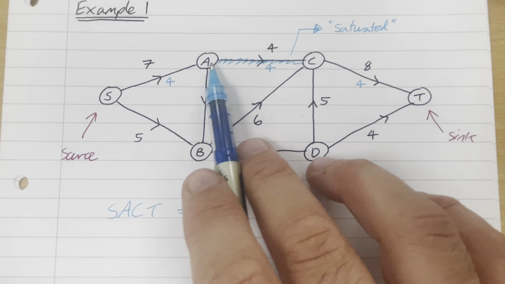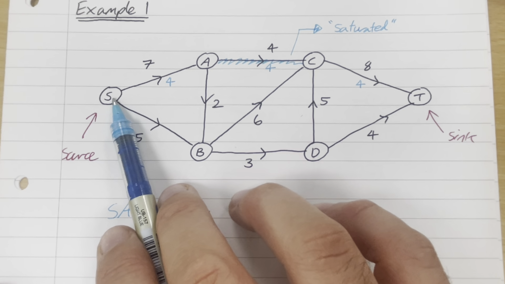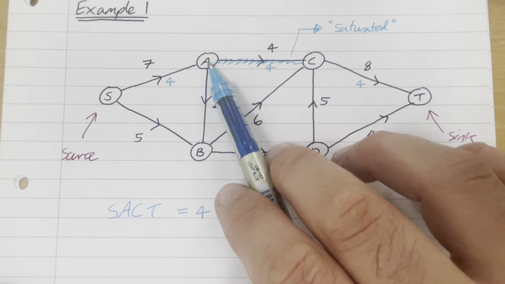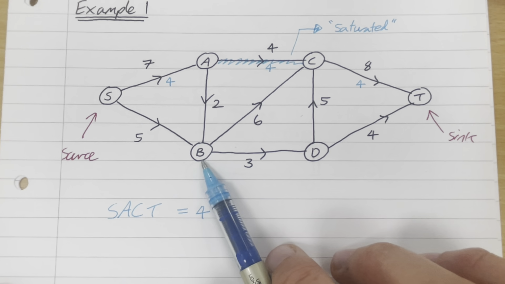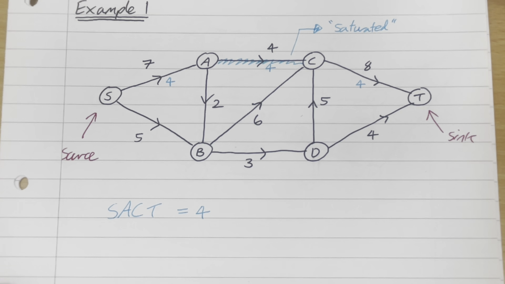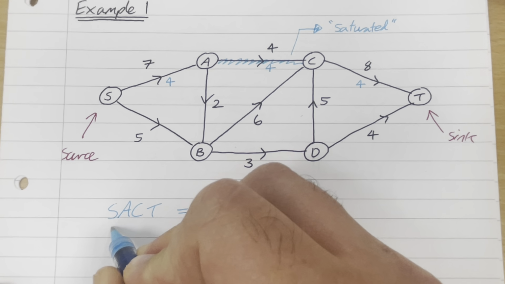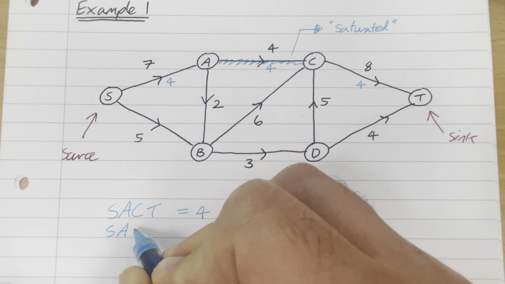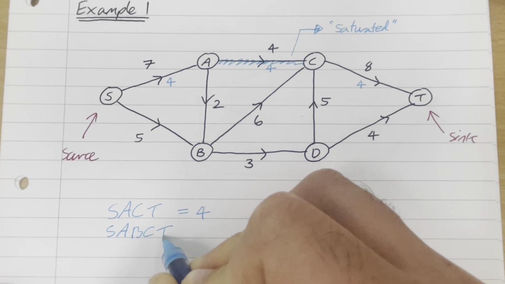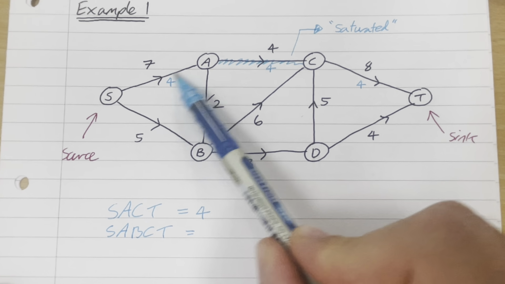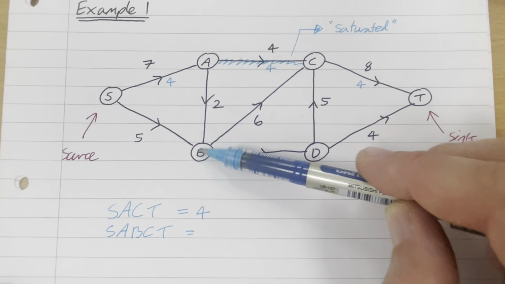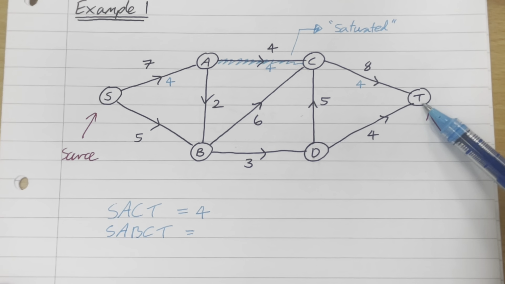All right, let's try a different route. So let's continue with S again. So I can go from S to A, and then I can go down to B, and then I could go up to C, and then down to T. There's no exact science here. It's not an algorithm. It is a method. We've got S, A, B, C, T. That's got 3 units of space left. That's got 2. That's got 6, and that's got 4 units of space left.